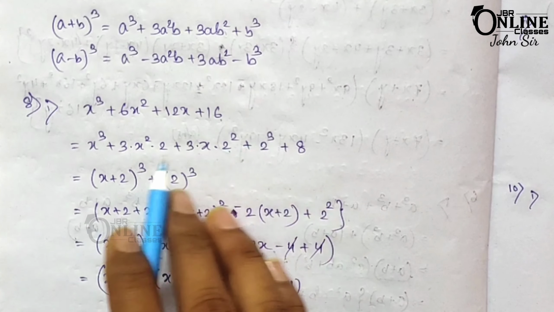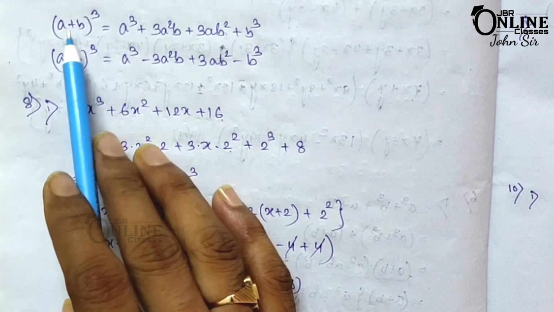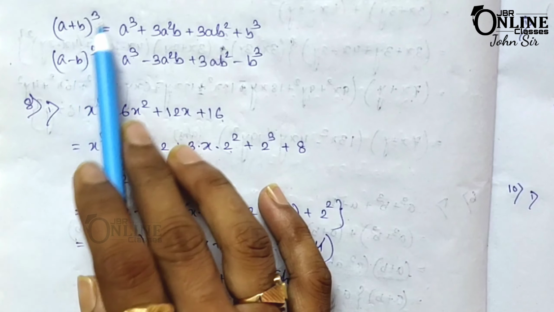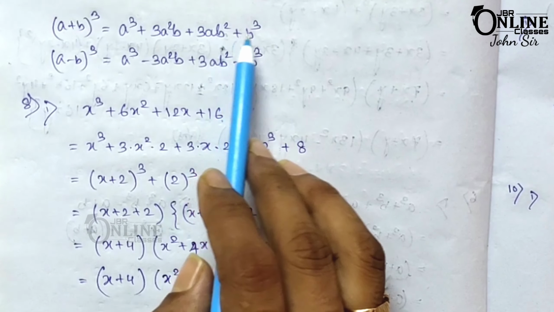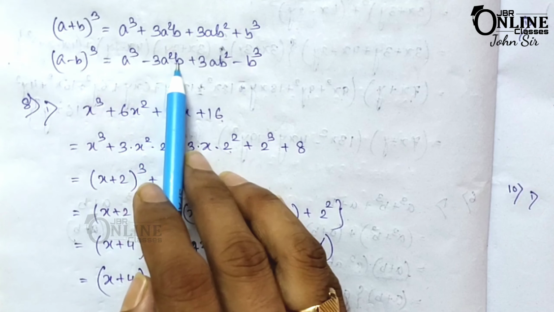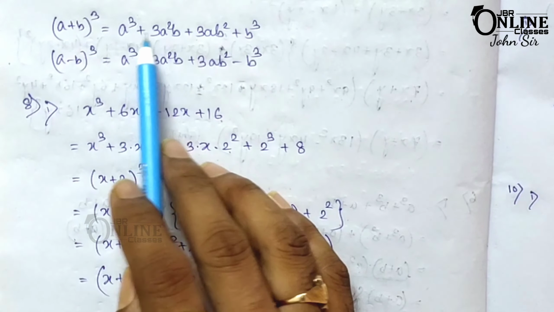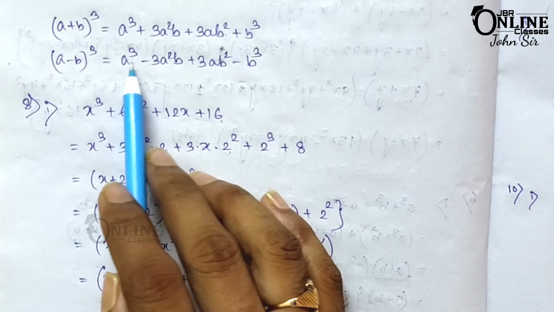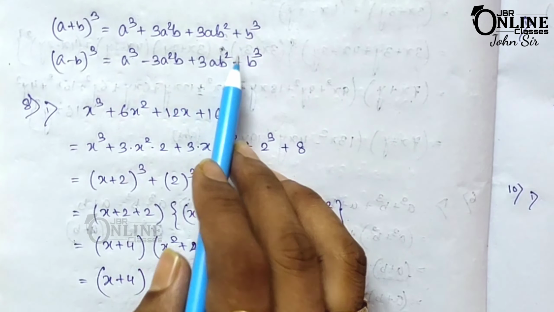Now next one, sum number 8. Before going to solve sum number 8, first you have to learn two formulas. First one is a plus b whole cube, and second one is a minus b whole cube. The formula a plus b whole cube is a cube plus 3a square b plus 3ab square plus b cube. And for a minus b whole cube, it will be a cube minus 3a square b plus 3ab square minus b cube. So in the case of plus, all the signs are plus, but in the case of minus, first one plus, minus, then plus, then minus. Remember in this way, plus minus plus minus.